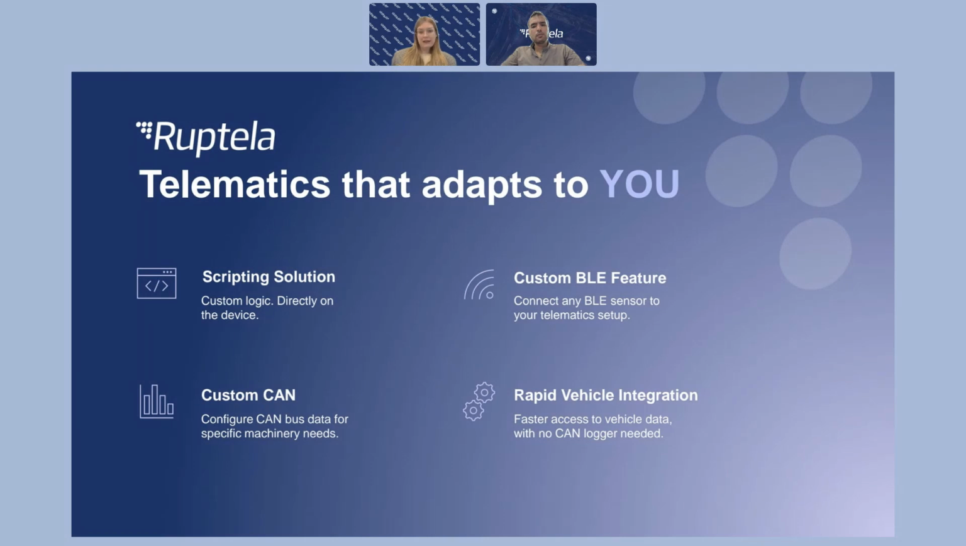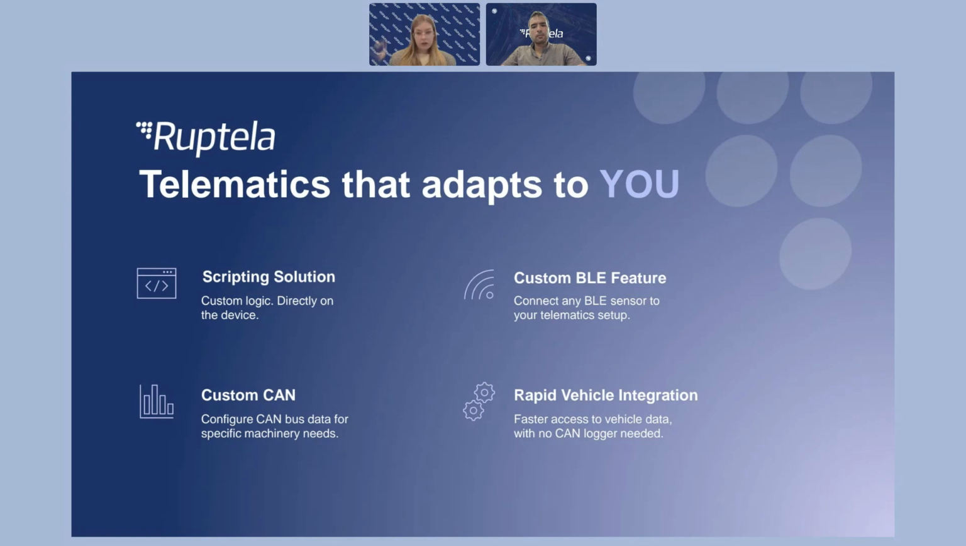And finally, stay tuned for our new feature, which is going to be released later this summer: rapid vehicle integration. This solution will significantly reduce the time required to access vehicle data by eliminating the need for CAN logging during the integration process. As a result, new vehicle models can be supported much faster, allowing you to deliver solutions to customers with shorter implementation times. With all these solutions, we are aiming to give you more flexibility, faster deployment, and greater control over the data you collect.